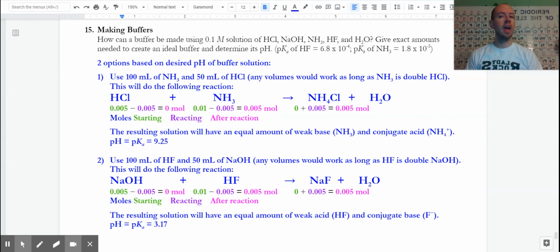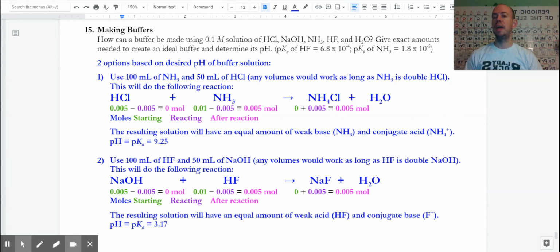So the options depend on what you wanted your pH to be. You don't have to do both of these. One or the other is correct, but showing both of them is important just to remember. So I used the same numbers and the same color codes that I used in the notes, but with some more specific values here.